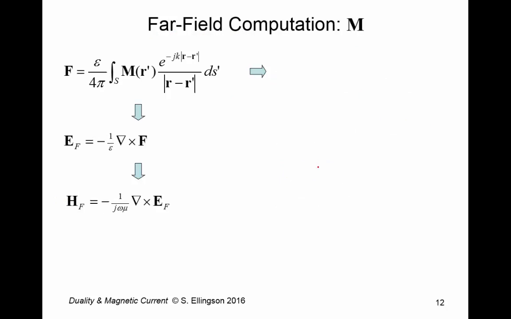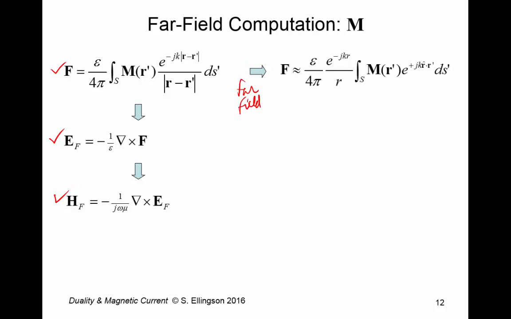We can do the same thing with M, with the magnetic current. Again, the general way is to integrate over M to get F, the electric vector potential, get the electric field from the electric vector potential using this curl equation, and getting H from E using a Maxwell's equation. So now if we know that the far field conditions apply, we can do this.